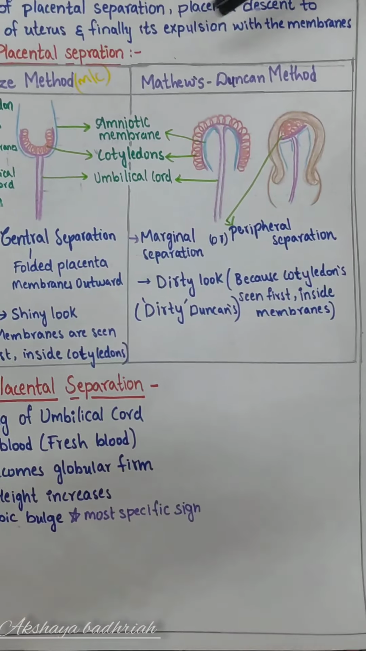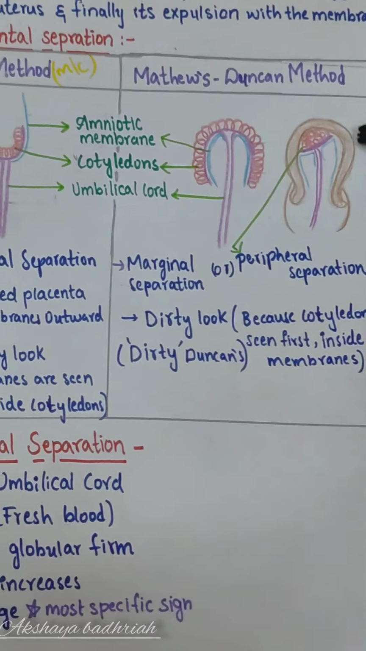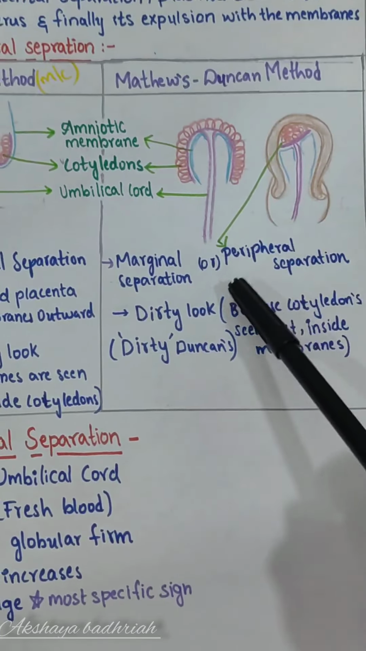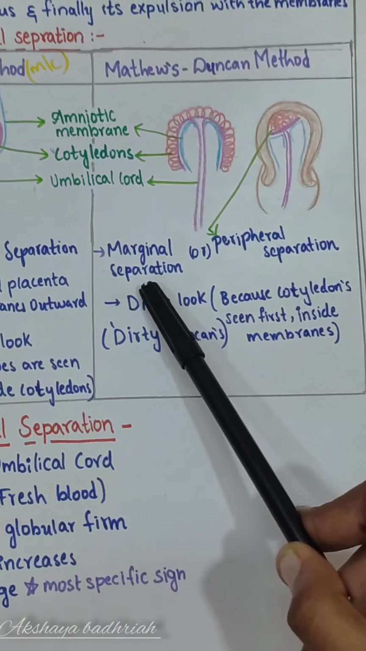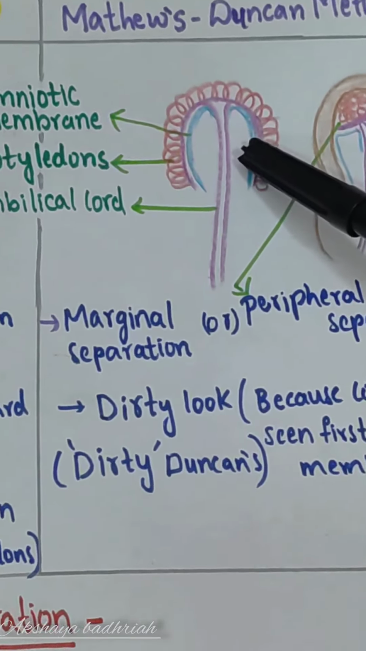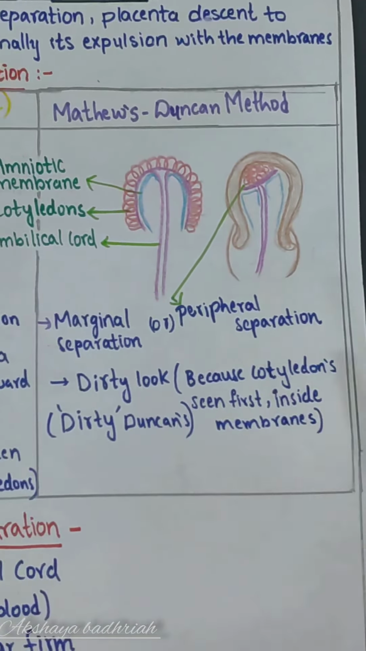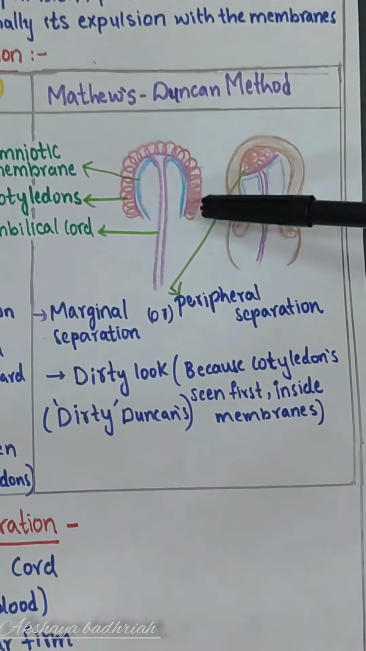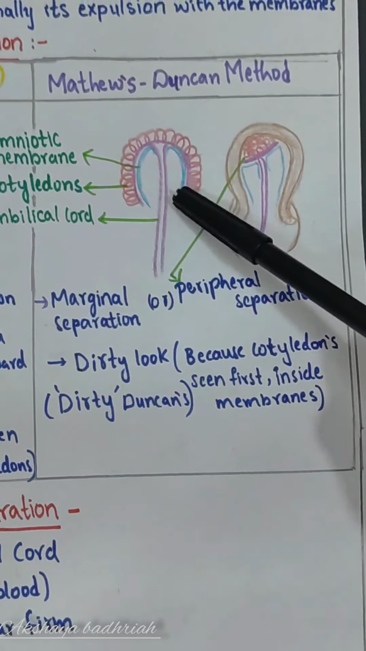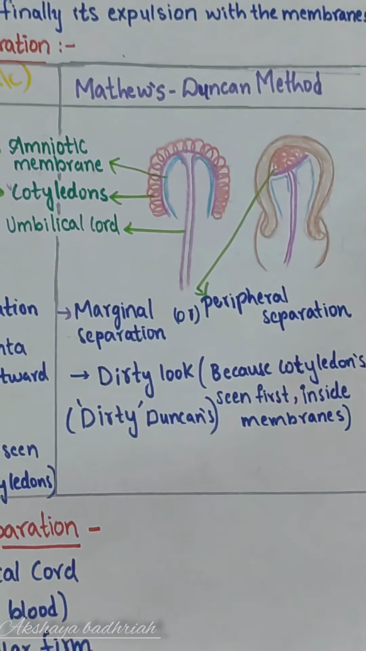Now coming to the Matthews-Duncan method. In this method, the separation will be from the sides, and the placenta everts and comes out. This separation is known as peripheral separation or marginal separation. Because the maternal surface, that is the cotyledons, is looking outside, it will look dirty, so it is also known as Dirty Duncan's method. Here, the cotyledons are seen first, and the amniotic membranes are seen inside. This has a dirty look. This method is known as the Matthews-Duncan method.